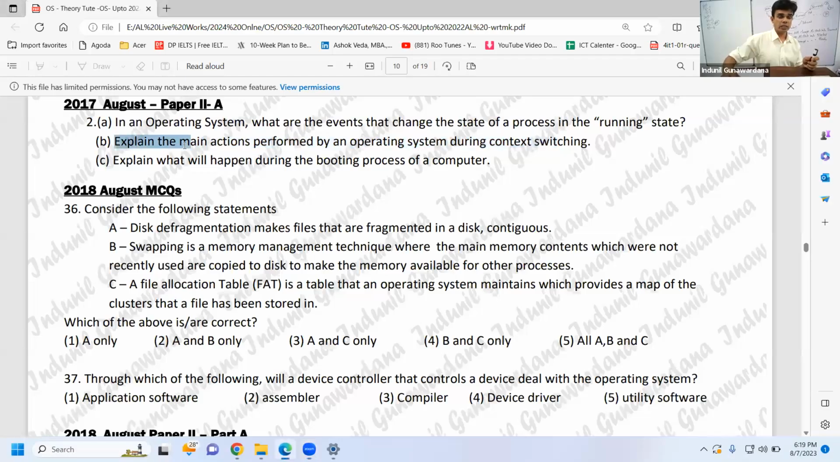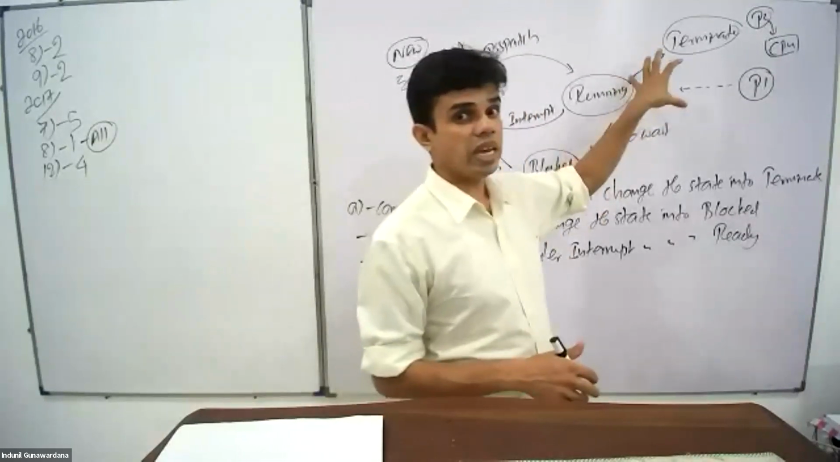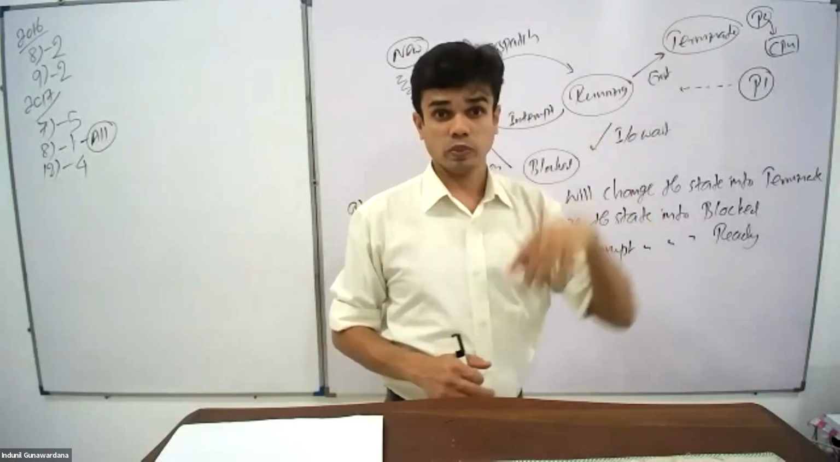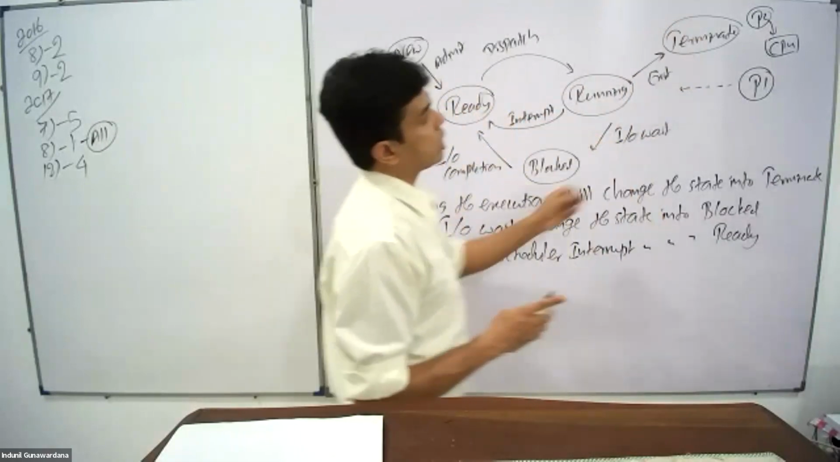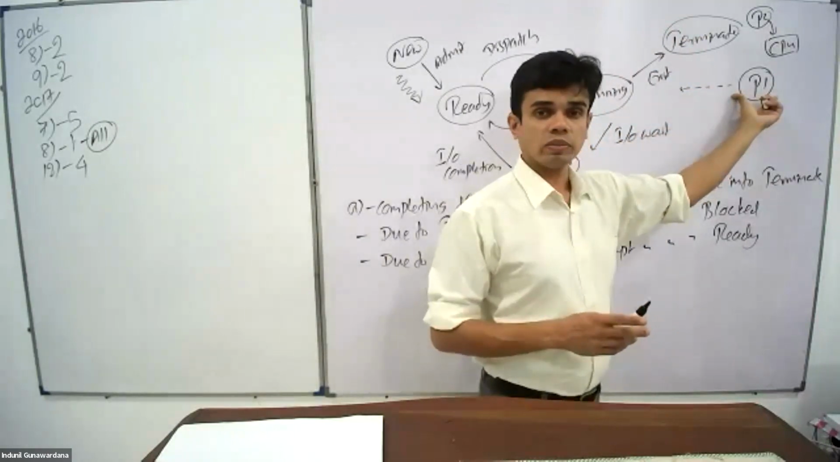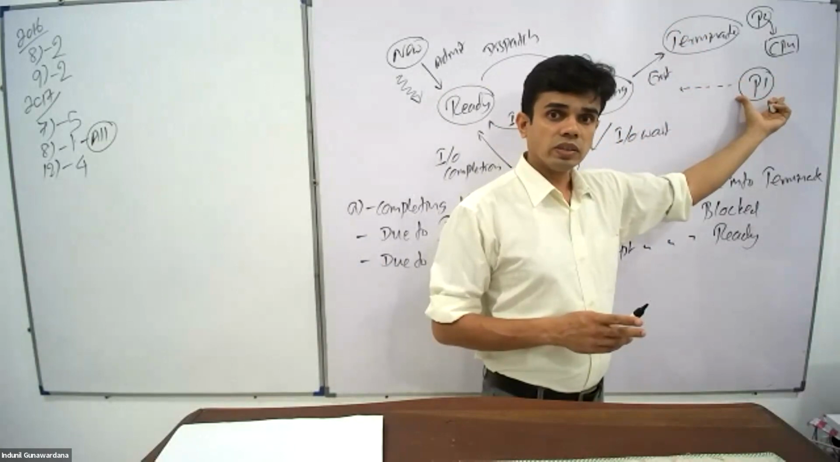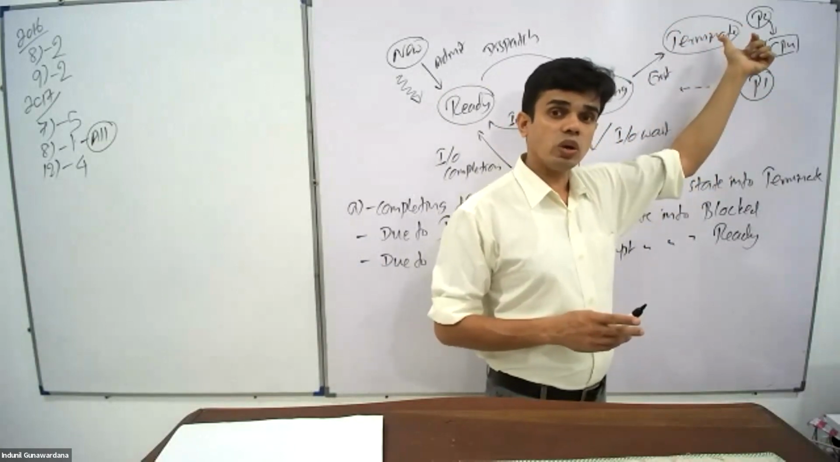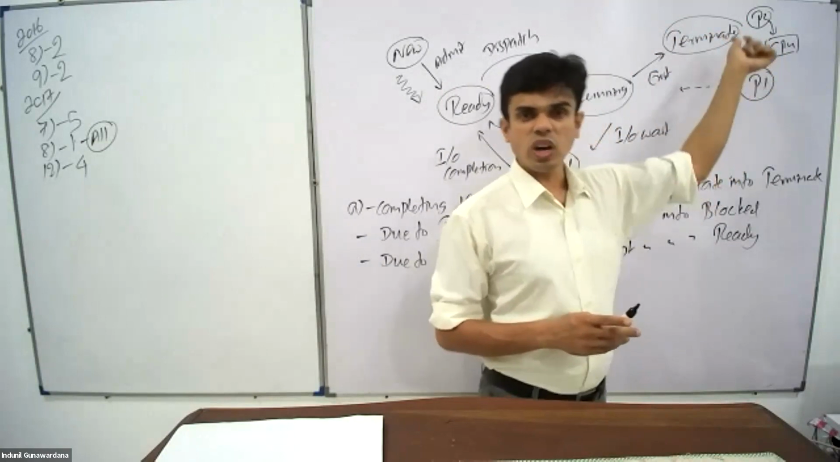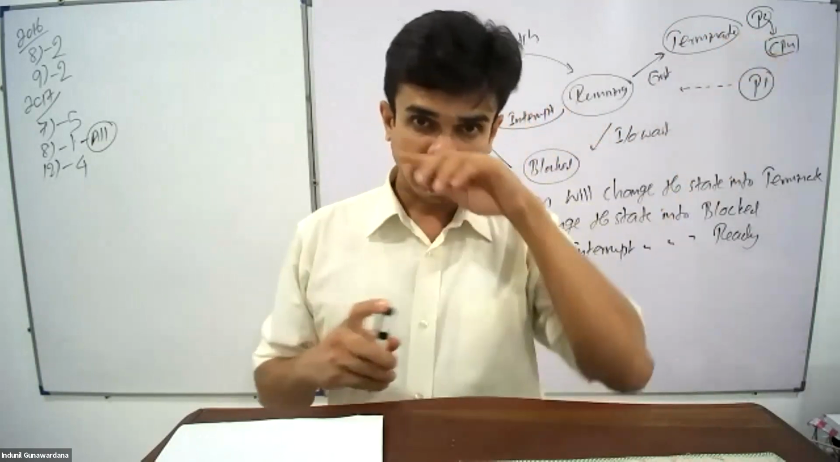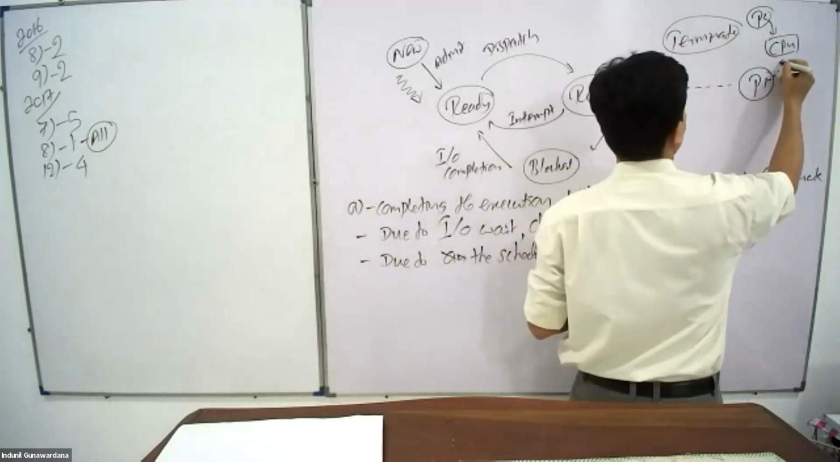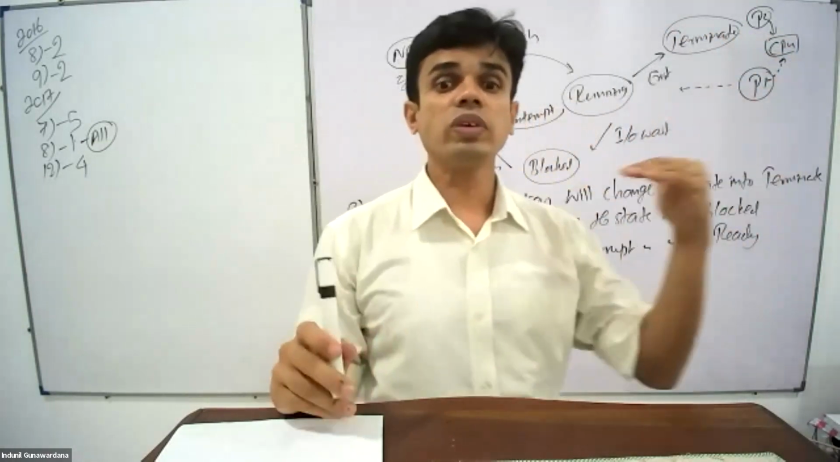I told that in my notes. Why do they ask to explain the main actions? Now this is going to be quite a heavy question. Regarding context switching, what are the main actions expected by the OS? One thing is the current process will be suspended. Whenever this is suspended, is that a complete termination or with the intention of resuming the execution? Why do we suspend P1? With the intention of resuming it.